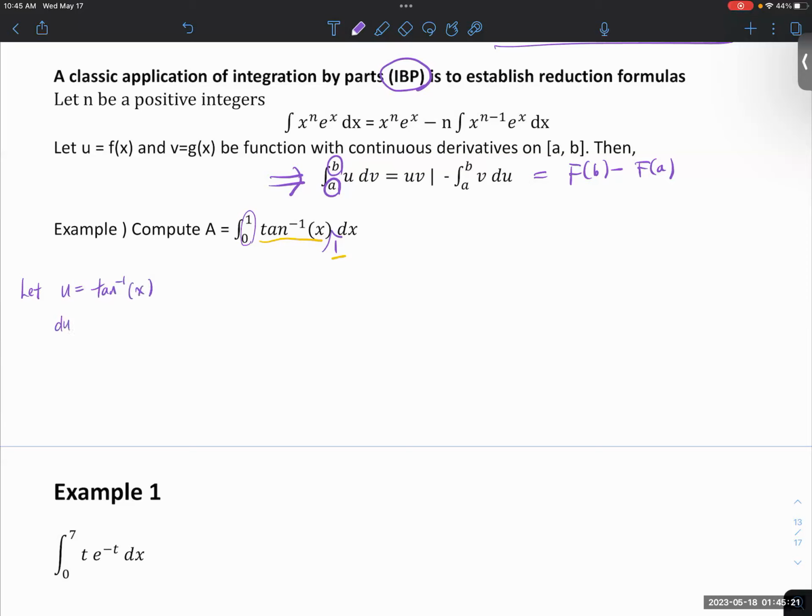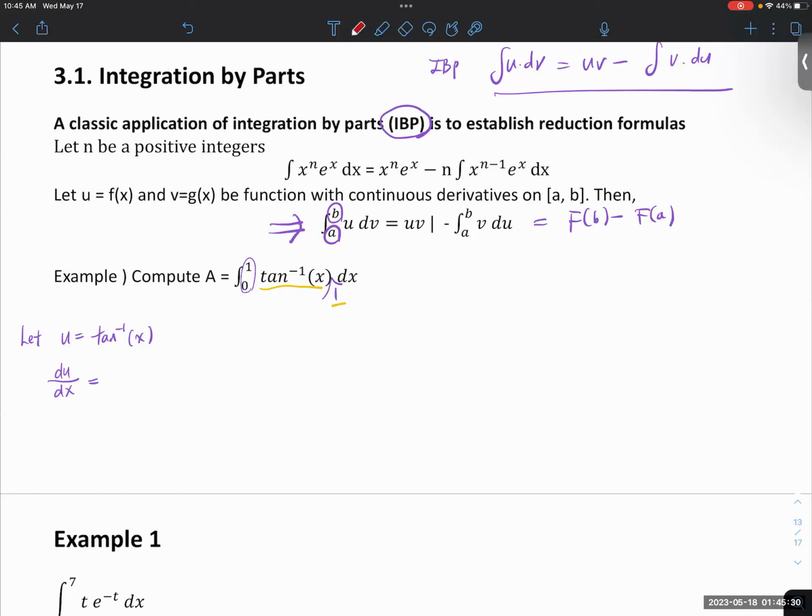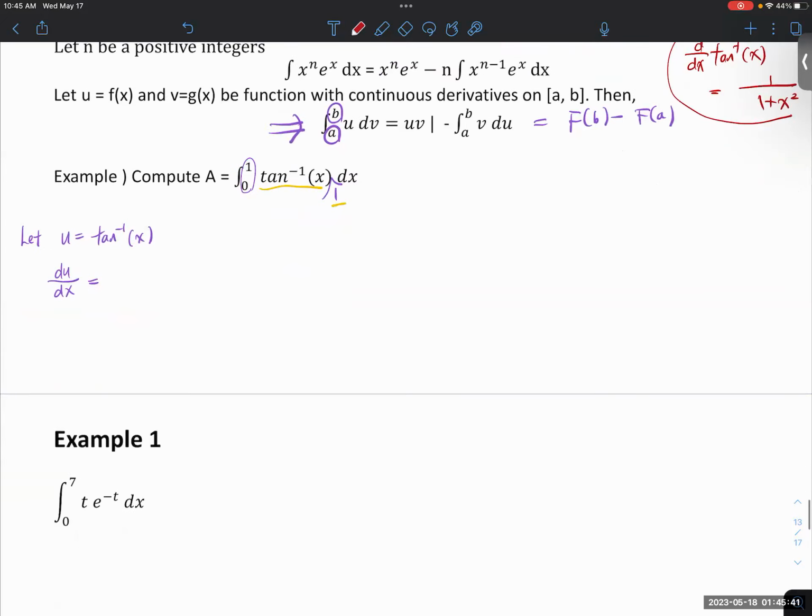And then if you take du over dx, go to the integral table, just remember, d over dx tangent inverse x. If you go to the integral table, it's going to be 1 over 1 plus x squared. It's a given. So the derivative of the tangent inverse is going to be 1 over 1 plus x squared. So that means du equals 1 over 1 plus x squared dx. So we got u and u prime, right? We have u prime by taking the derivative.